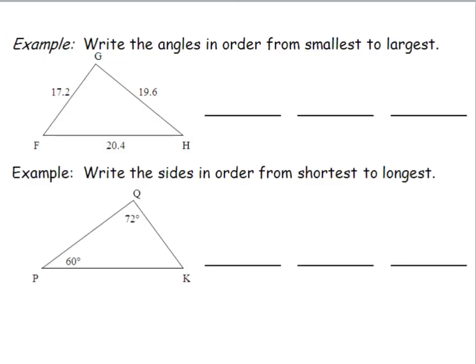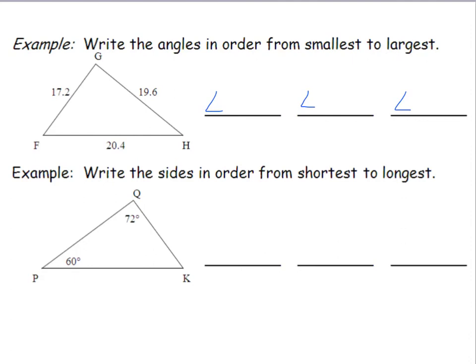So the first example here asks us to write the angles in order from smallest to largest. And pay attention to that because that can sometimes switch up. It could ask from largest to smallest, or they could ask for sides. So in this case, we're looking for angles. So what I'm going to do is put angle, angle, and angle down because I know I'm looking for angles. Now I want to list them in order from smallest to largest.